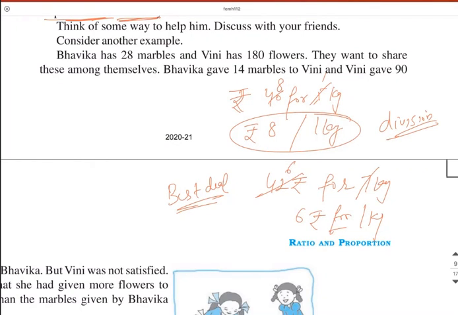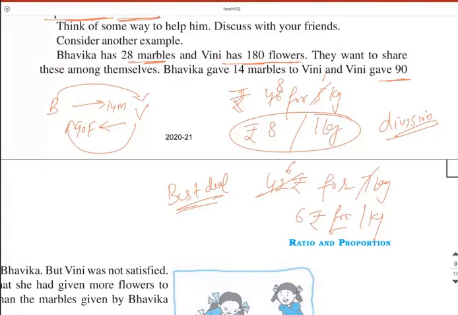There is another example. Bhavika, another girl, has 28 marbles. Winnie has 180 flowers. They want to share with each other. Bhavika wants to give marbles to Winnie and Winnie has to give flowers to Bhavika. Now Bhavika gave 14 marbles and Winnie gave 90 flowers. Tell me, are 14 and 90 equal? No, sir. But we will check whether they are equal or not.